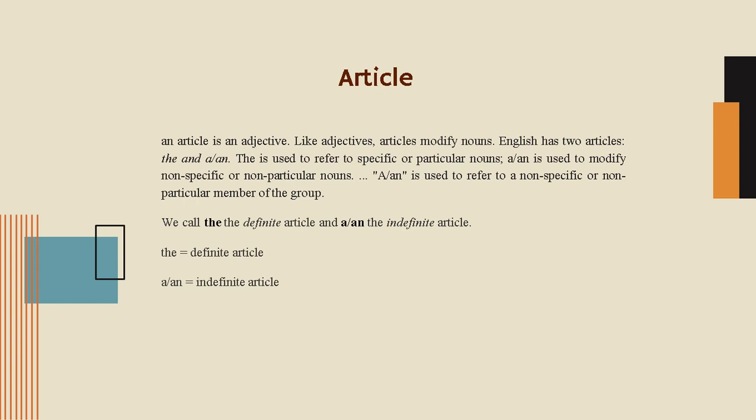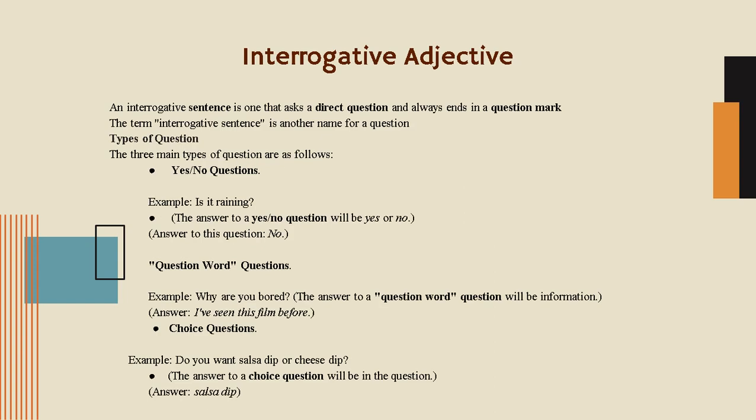The next is interrogative adjective. An interrogative is one that asks a direct question and always ends in a question mark. The term interrogative sentence is another name for a question, and there are three main types of question, as follows. The first one is yes/no question. For example, is it raining? An answer to a yes/no question will be yes or no.